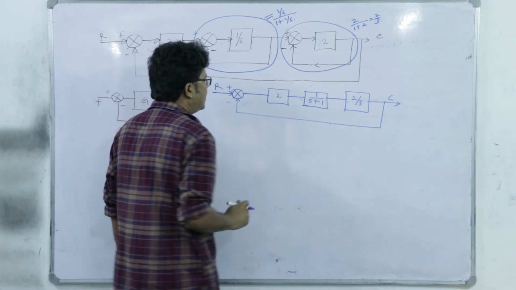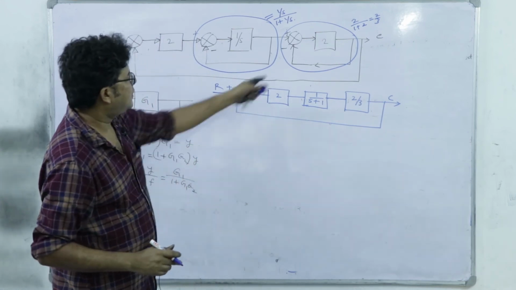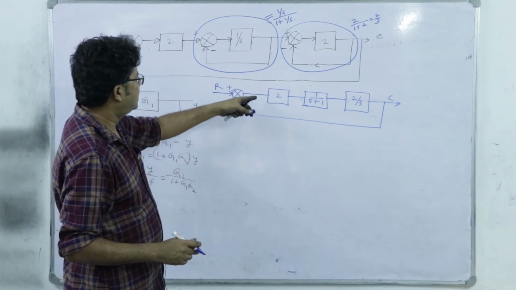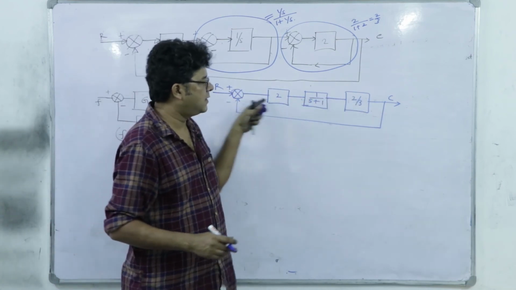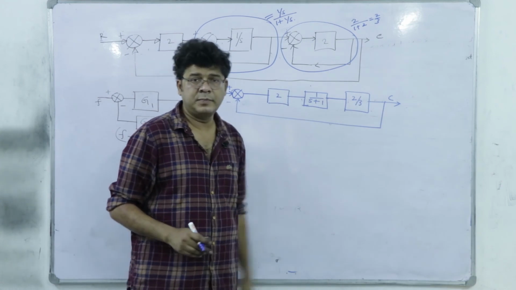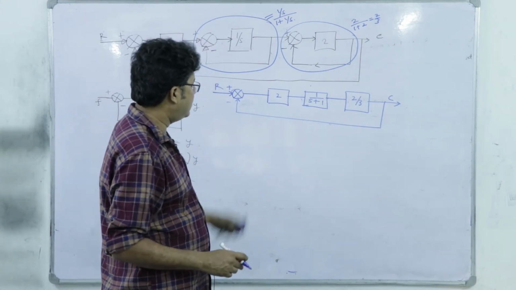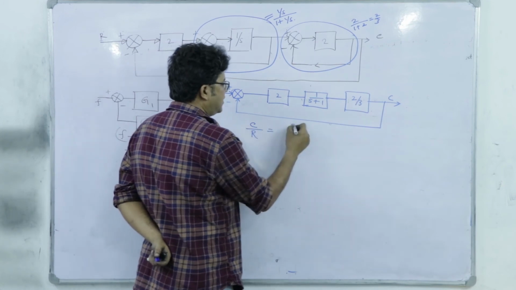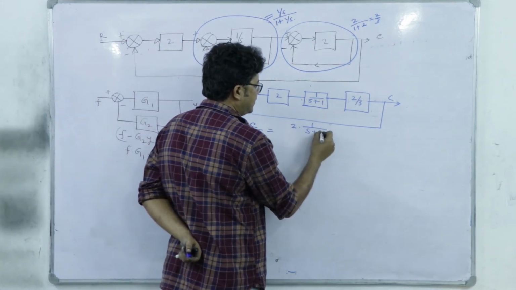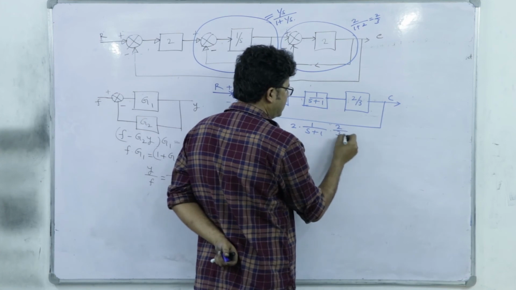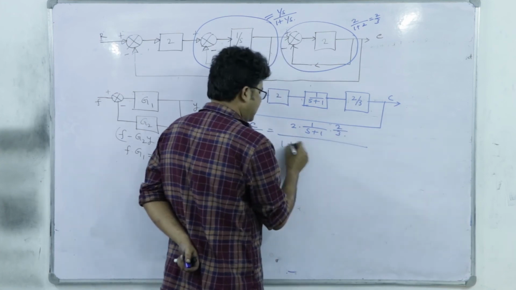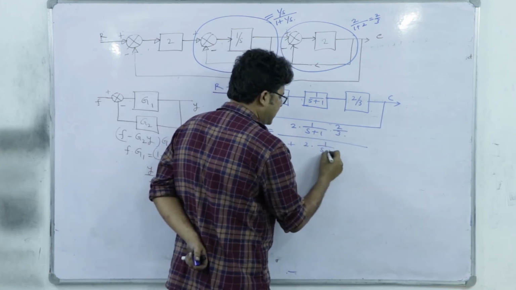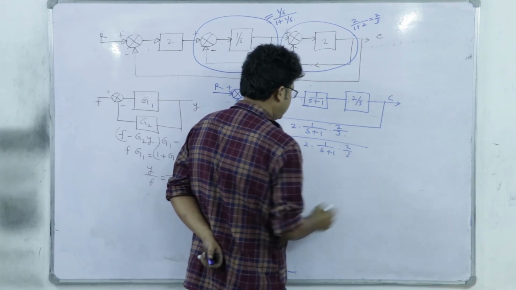Sorry, it's minus. So again for this it will be the product of these 3 divided by 1 plus the closed loop gain GOL. So C divided by R is equal to 2 (1 plus S) by (1) into 2 by 3, divided by 1 plus 2 (S plus 1) into 2 by 3.